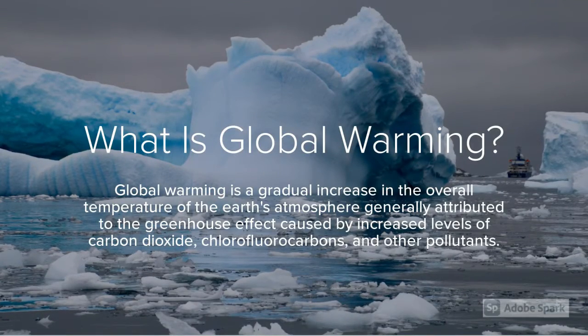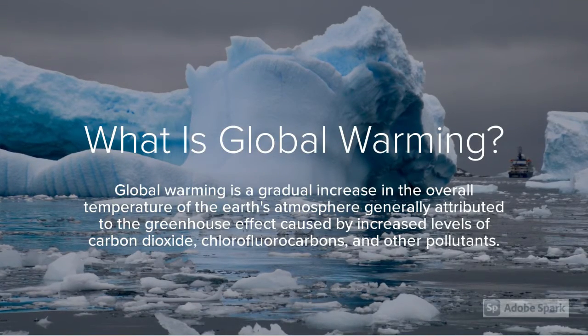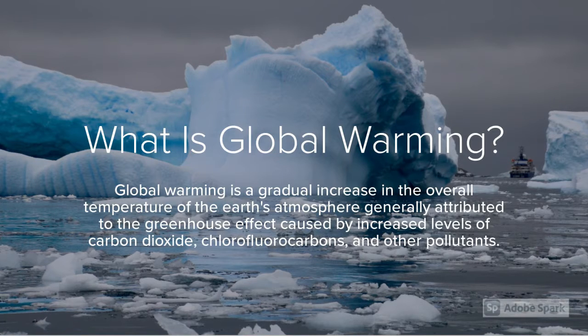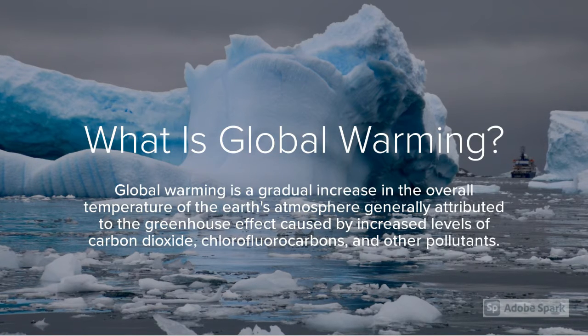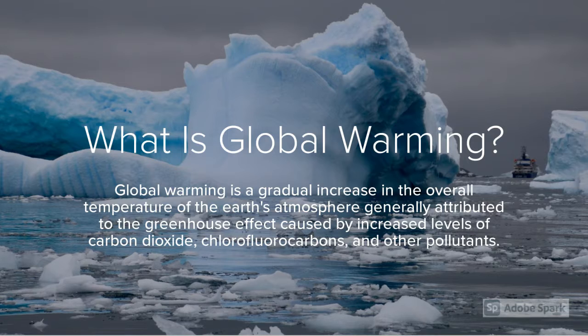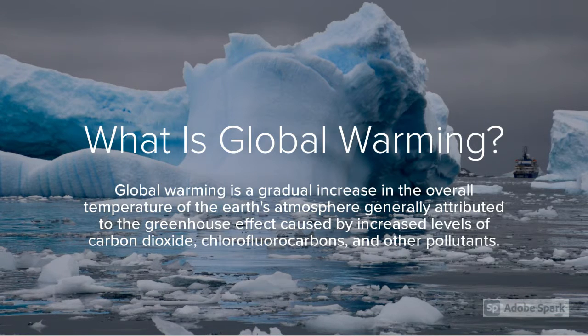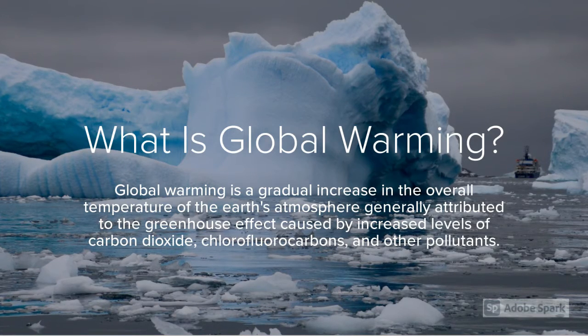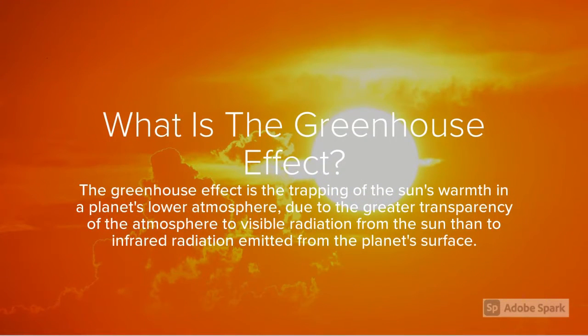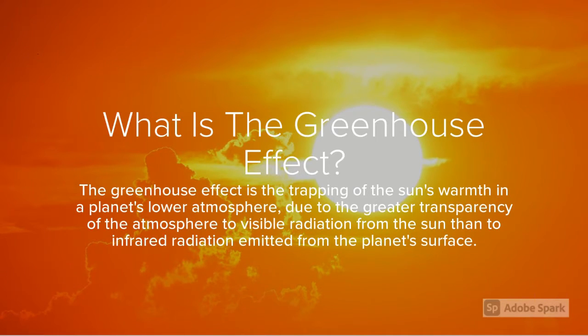Global warming is a gradual increase in the overall temperature of the Earth's atmosphere, generally attributed to the greenhouse effect caused by increased levels of carbon dioxide, chlorofluorocarbons, and other pollutants. The greenhouse effect is the trapping of the sun's warmth in a planet's lower atmosphere due to the greater transparency of the atmosphere to visible radiation from the sun than to infrared radiation emitted from the planet's surface.